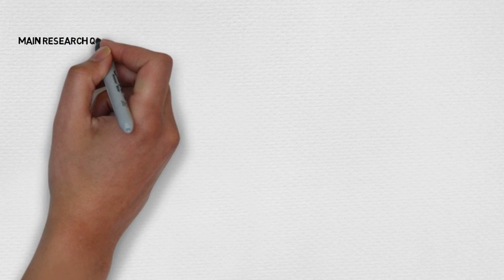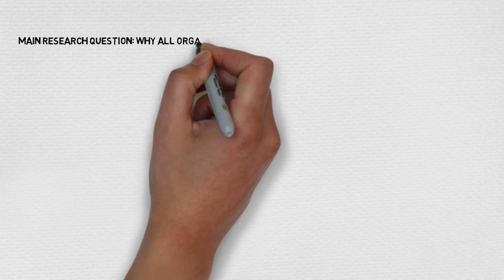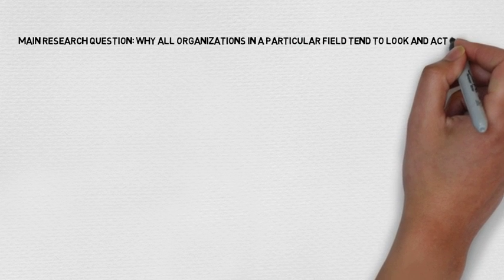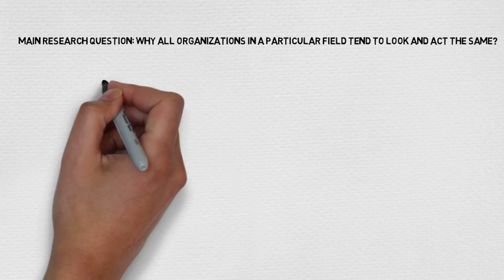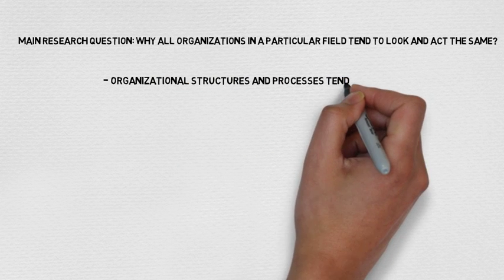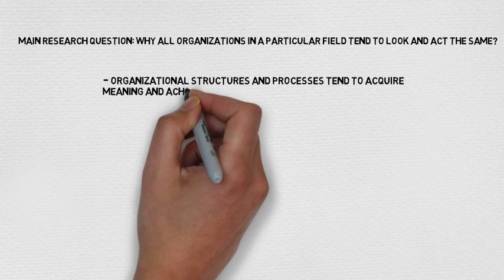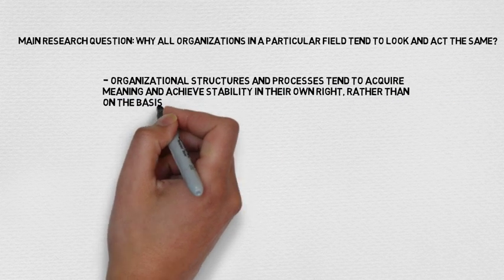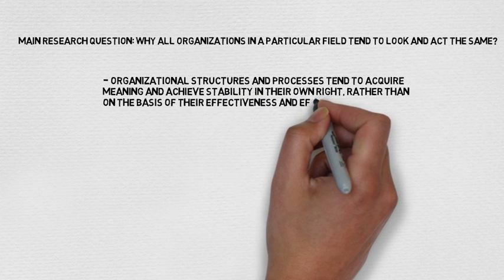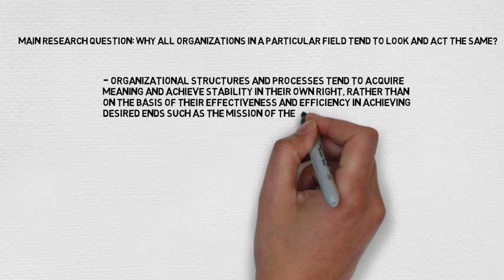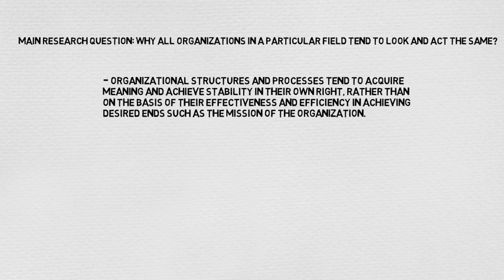The main research question institutional theory references is why organizations in a particular field tend to look and act the same. The core concept of institutional theory is that organizational structures and processes tend to acquire meaning and achieve stability in their own right, rather than on the basis of their effectiveness and efficiency in achieving desired ends, such as the mission of an organization.